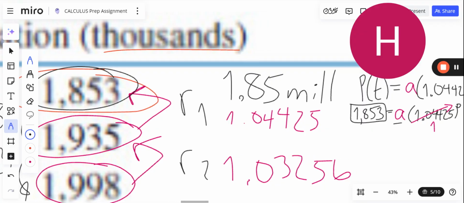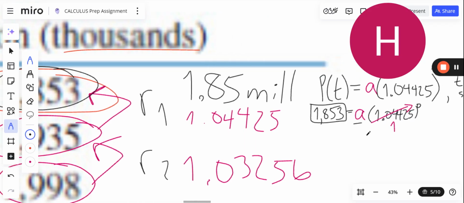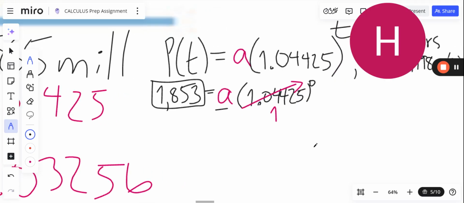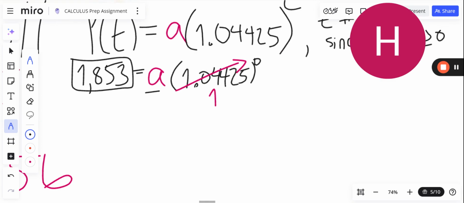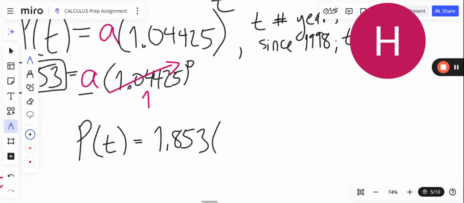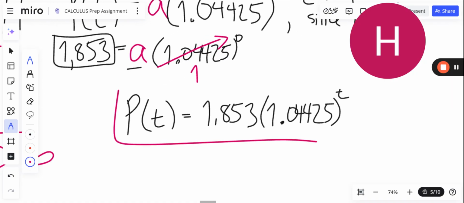And then if you wanted to use a different r value from that reference point as your starting point, I mean, then you're getting just a little more technical, which is going to give you a slightly more accurate model, but it's probably a bit more of a pain to write it out. So here we're just going to have P of t is 1,853, and we'll keep the ratio that we found from the year 1998 to the year 1999. And that's what's going to take us there. Okay, so we can box that answer.